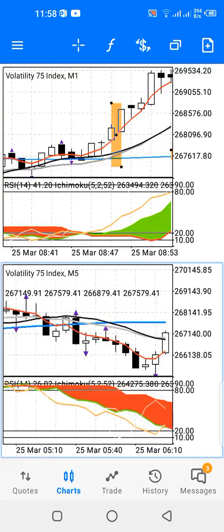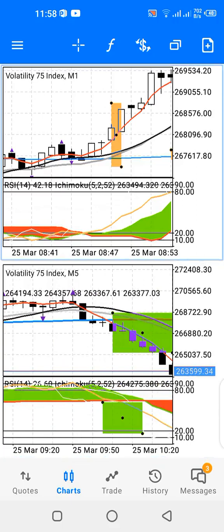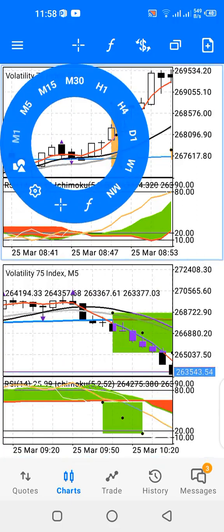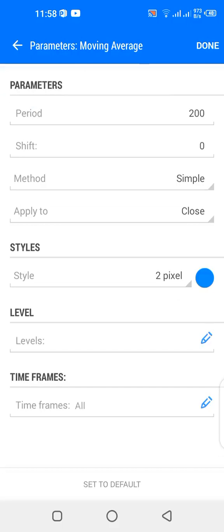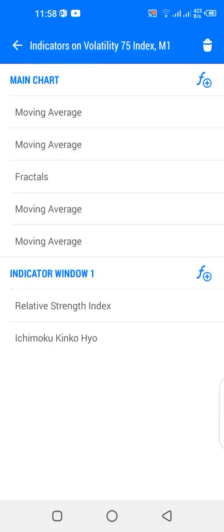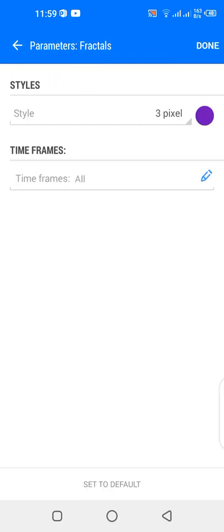Okay, so that's that. Let's look at the parameters of the indicators. They are the same parameters for both windows, so I'm just going to look at what the parameters are on the upper window. Let's look at the main chart for the upper window. Okay, we have moving average. The period is 200. Shift is 0. Method is simple. Apply to close. Okay, the color is blue. We have another moving average. Period is 21. Shift is 0. Method is exponential. Apply to close. Color is gray. Then we have fractals.